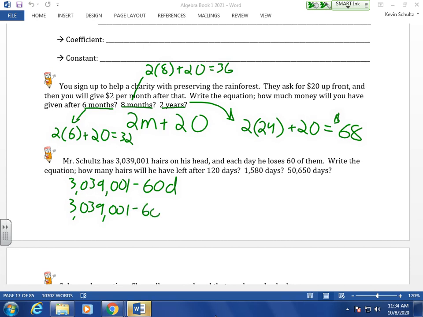So what did you come up with after 120 days? 3,039,001 minus 60 times 120. We're just replacing that variable, the number of days, with 120. 3,031,801. That's still a lot. I can work with that. That's not too bad.